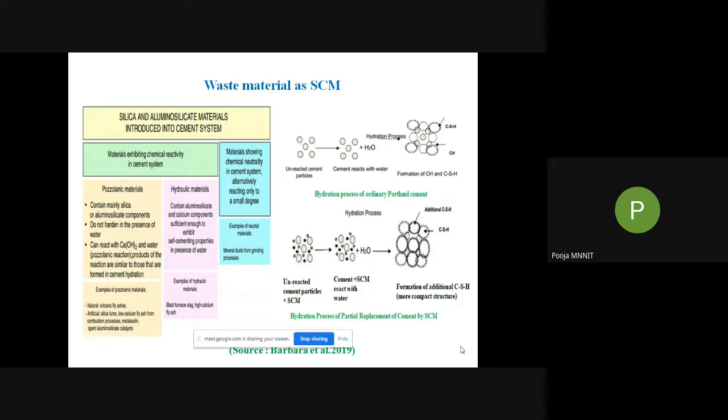system. On the right-hand side, the chemical hydration process of ordinary Portland cement and the hydration process of the partial replacement of the cement by the supplementary cementitious material. In the hydration process, the cement reacts with the water to form calcium hydroxide and calcium silicate hydrates. And in the case of supplementary cementitious material, it reacts with the water to form additional calcium silicate hydrate, which has a more compact structure. And the calcium silicate hydrate is the main factor responsible for the strength.